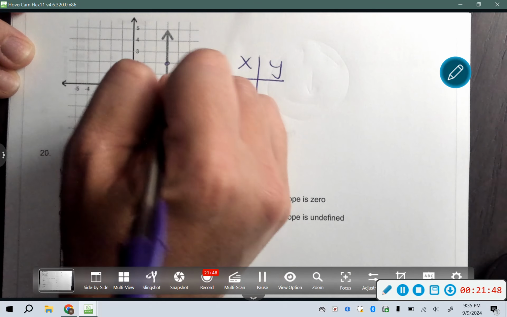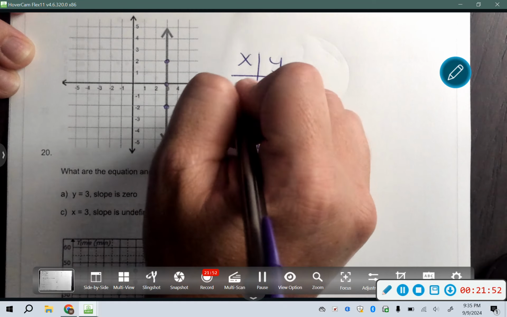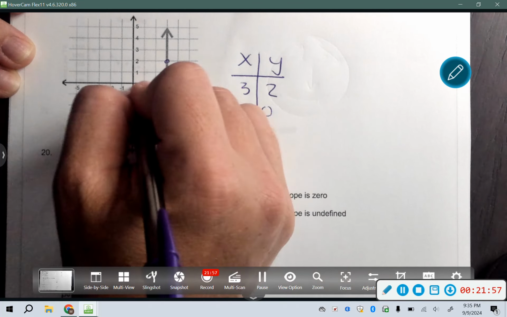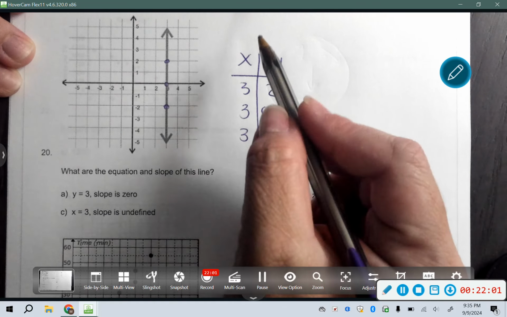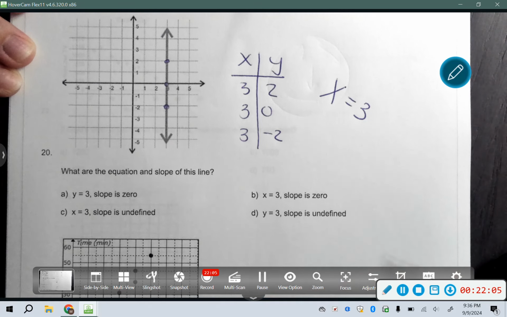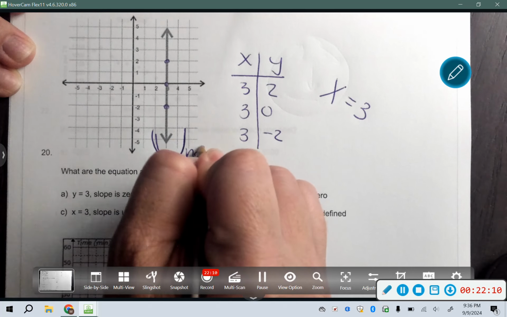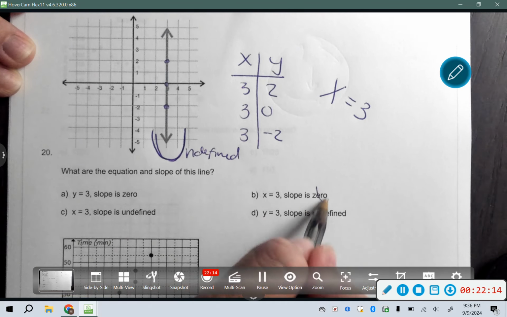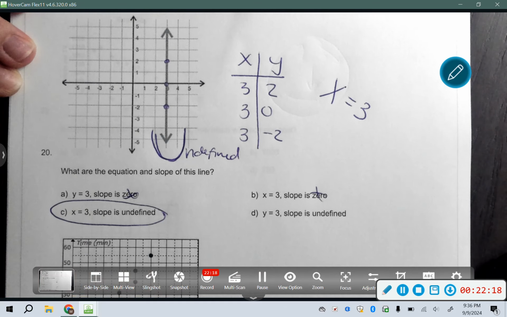So 3 points: 3, 2; 3, 0; 3, negative 2. This time I notice that the x's match and they all equal 3. I know that it's vertical, so the slope is undefined. So x equals 3 and my slope is undefined, not 0.